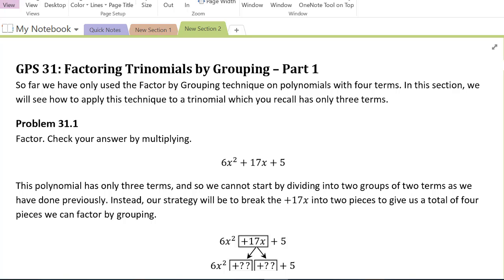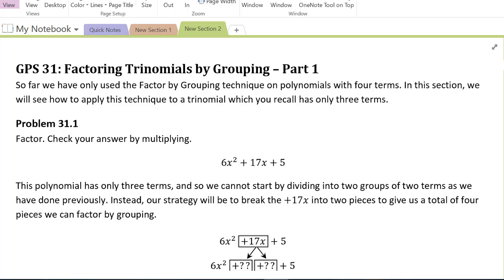Hello, class. Today we're going to be looking at GPS 31, which is factoring trinomials by grouping. If you remember from the previous GPS, when we have four terms, how do we factor four terms? You remember? It should be group factoring, right?